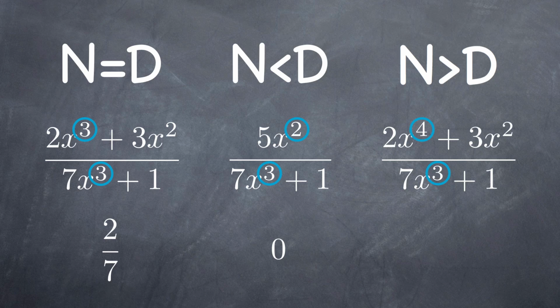If the degree of the numerator is greater than the degree of the denominator, then the infinite limit will be positive infinity if you're approaching positive infinity, and negative infinity if you're approaching negative infinity.